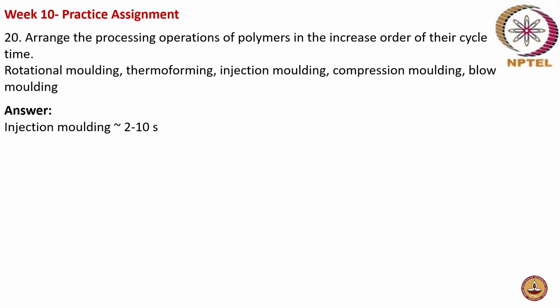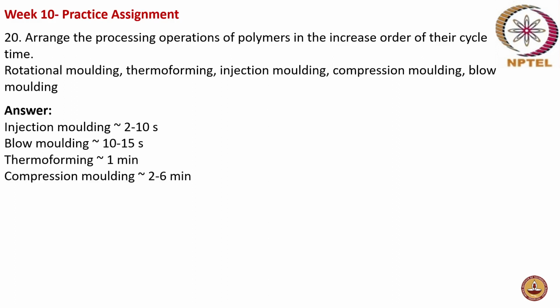So the answer is injection molding. This requires the least time. It in fact requires 2 to 10 seconds to perform this operation and get an output. Whereas blow molding requires 10 to 15 seconds, and then thermoforming requires nearly 1 minute. Compression molding requires 2 to 6 minutes.